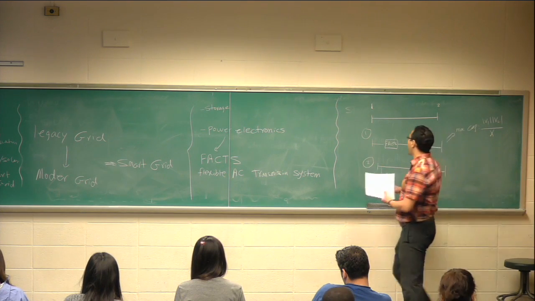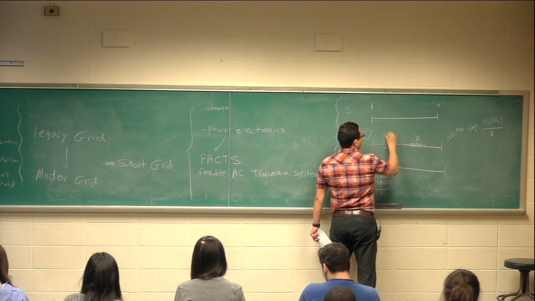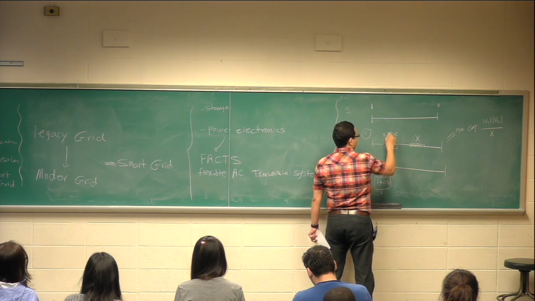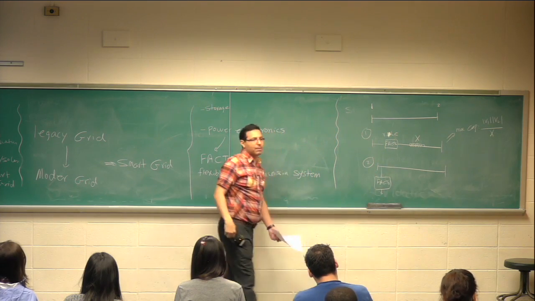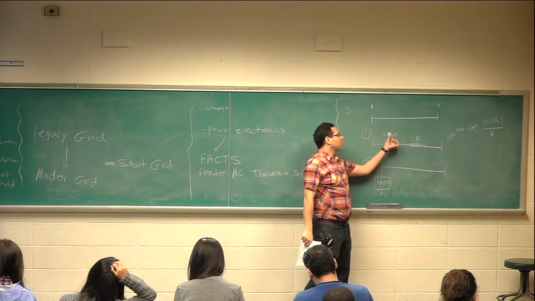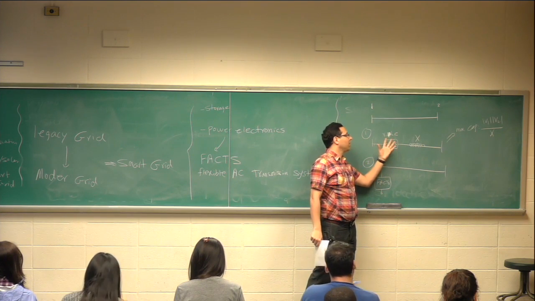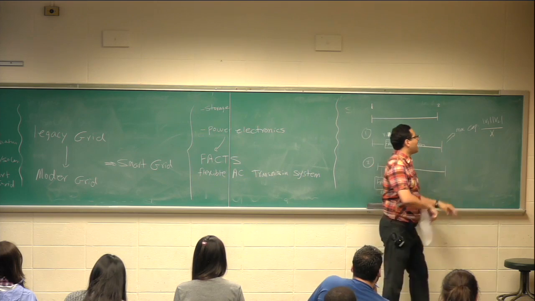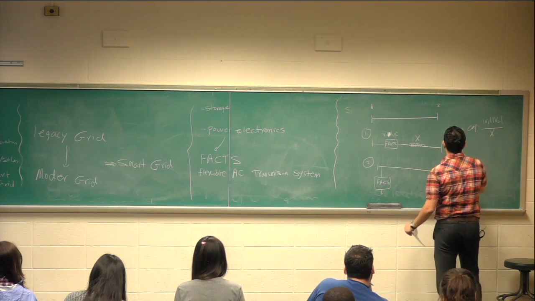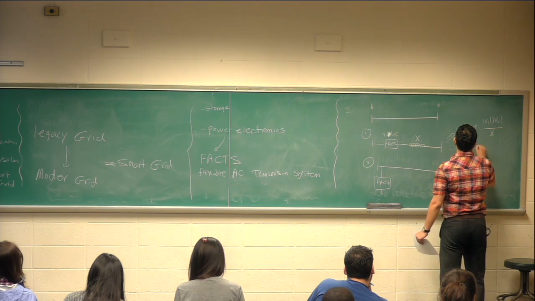A FACTS device can control resistance, inductance, capacitance. Most of the time resistance may not be that useful. If I control inductance, like a negative inductance here, or capacitance here, I'm dealing with active power. So this improves active power.